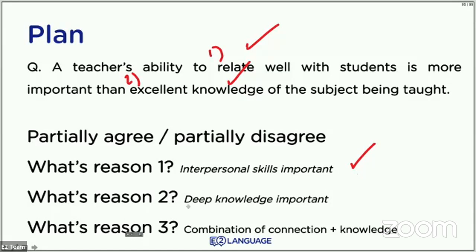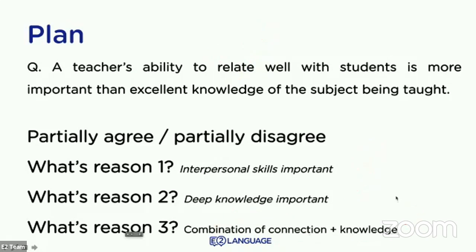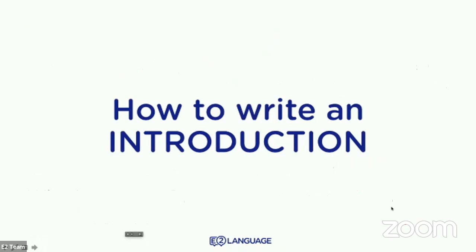Reason 2, your second paragraph, you could talk about how deep knowledge is also important. Paragraph 3, you could talk about the combination of the interpersonal skills, or the ability to connect with students, plus having deep knowledge is important there. So you can also structure your essay that way. So anyway, whatever you choose, it's up to you.